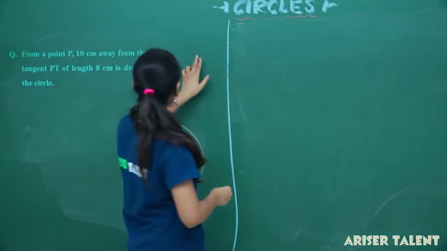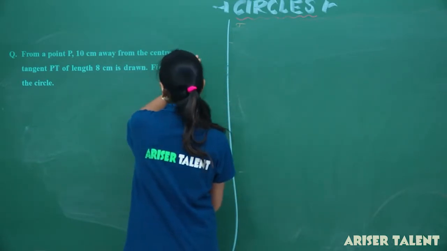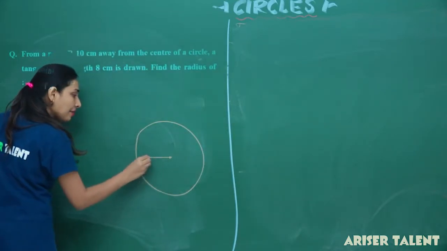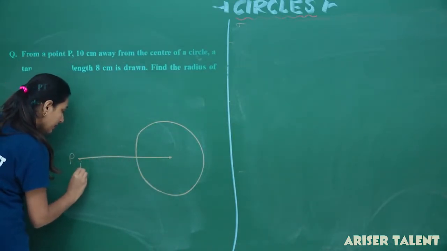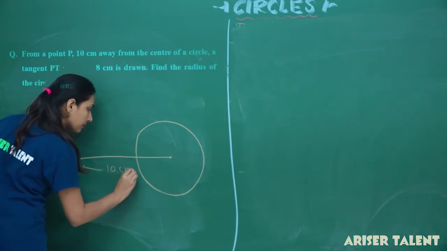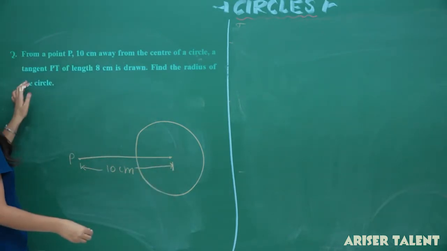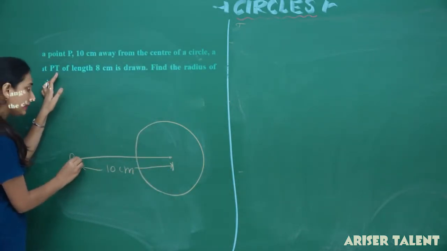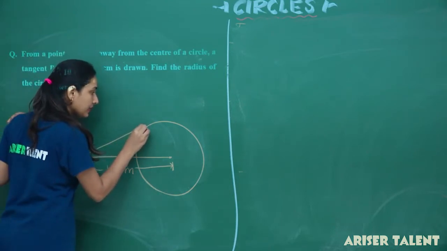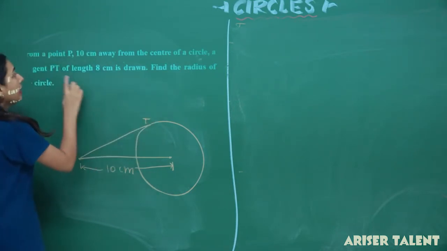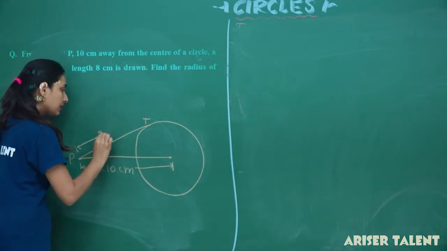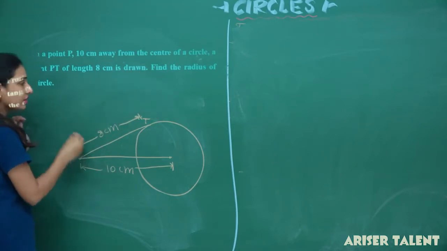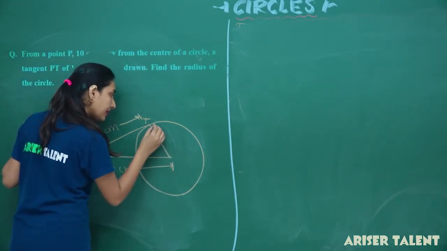Now, from the center of the circle, a point P is 10 centimeters away. So I am having a point P 10 centimeters away from the center. A tangent PT, so P and the tangent from this circle will be this. So that is T, and it is of length 8 centimeter. So this length is 8 centimeter, given. It is drawn. Find the radius of the circle. So you have to find this radius.